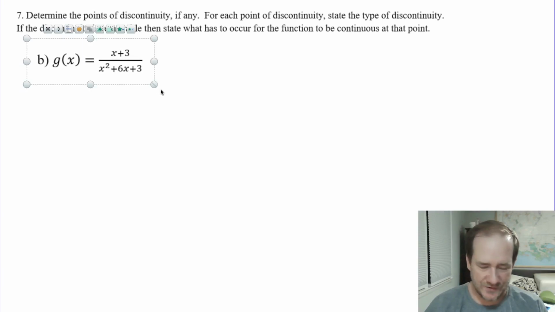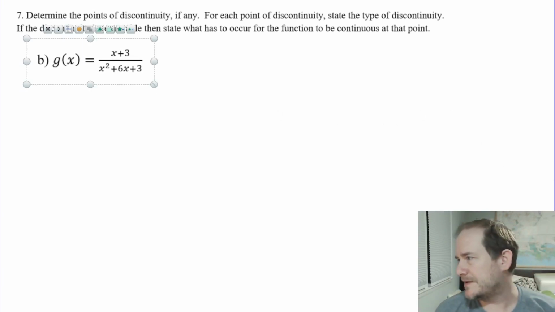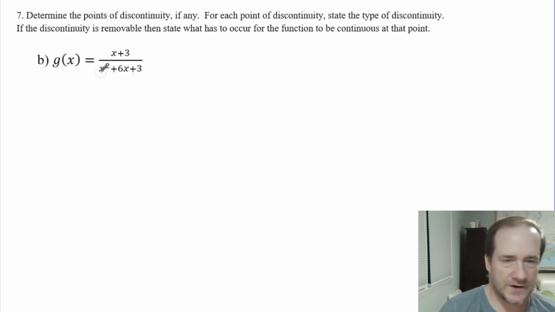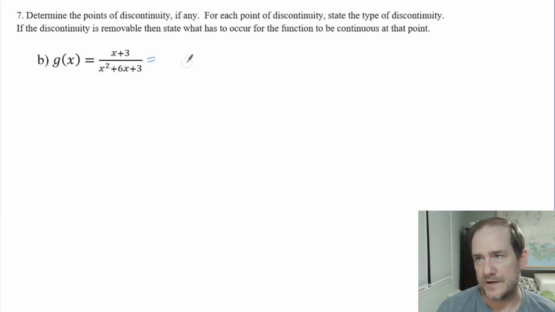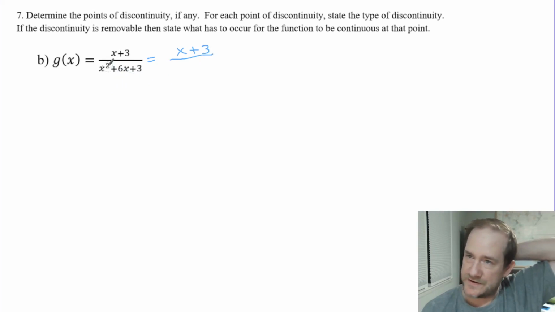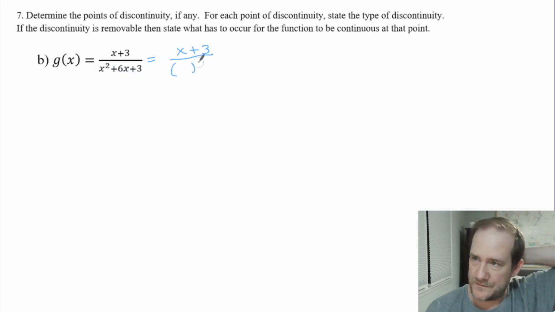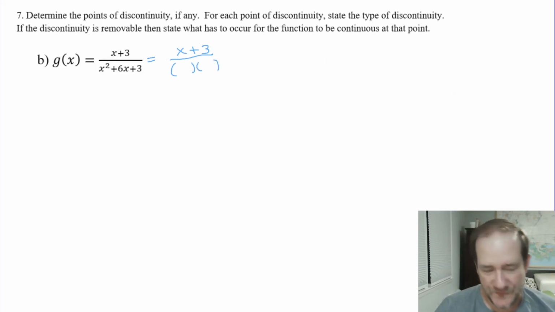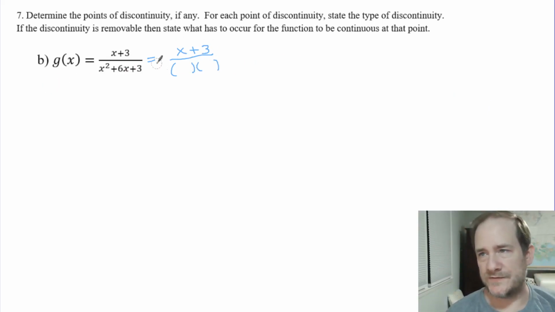It's another rational function, so you should be thinking all about how rational functions just have discontinuities at the zeros of their denominator. So this one is actually a pain in the butt, and I'm thinking I probably just made a mistake because the denominator is not factorable. You can't factor it, which is fine. There's still ways to find the zeros, right?